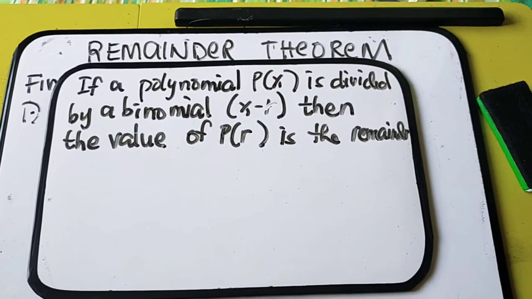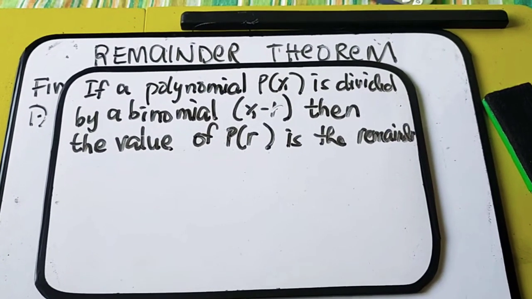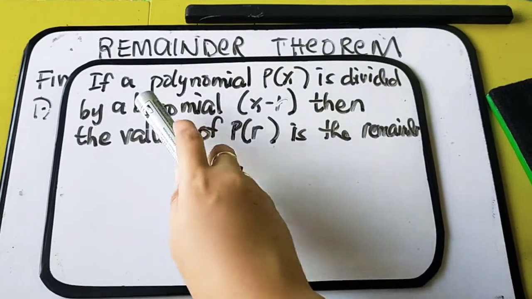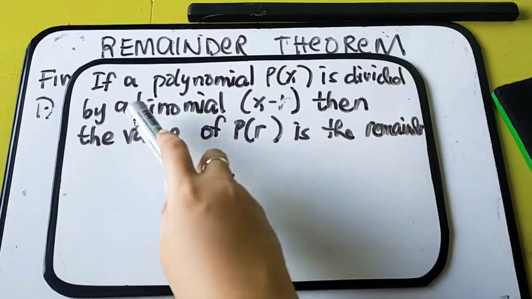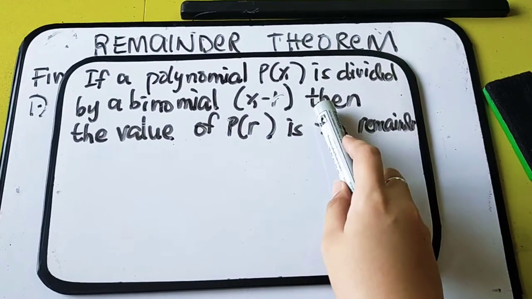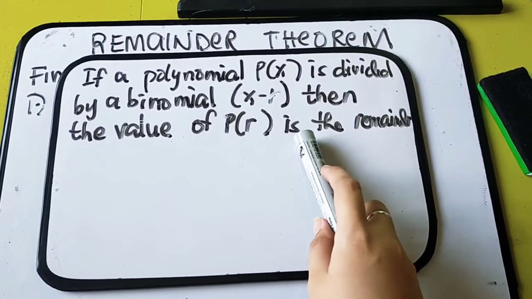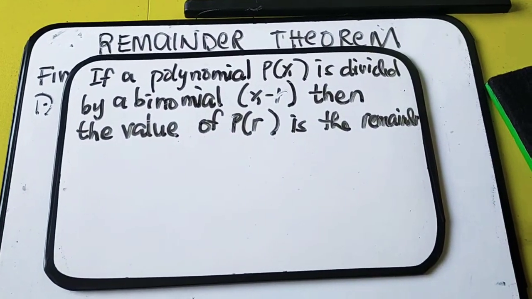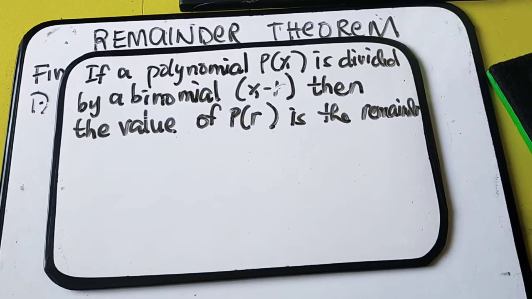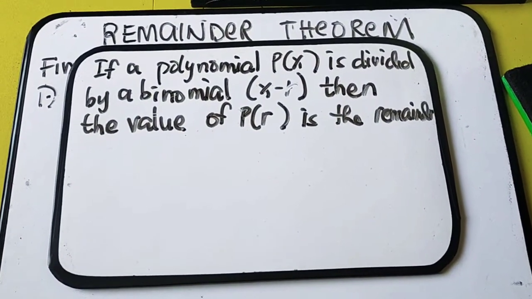So, remainder theorem. When you say remainder theorem, if a polynomial p of x is divided by a binomial of x minus r, then the value of p of r is the remainder. So, you are going to find the value of p of r. How will you find it?